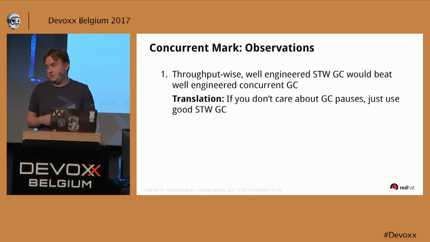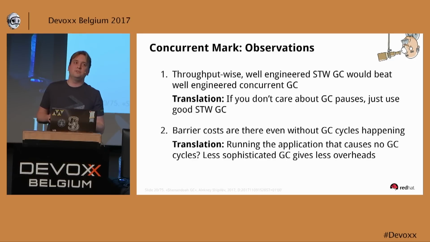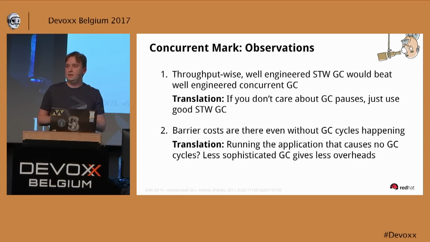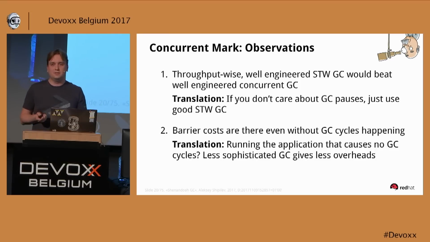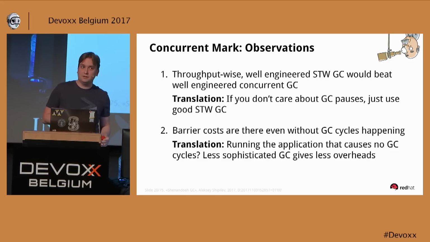If you have a budget of 10% throughput overhead for your concurrent GC and you already spent 3% on the fast path for the barrier, you have already lost. You haven't started doing anything. You're already off to the races. And the second thing: the barrier costs are visible even if there are no GC cycles happening. So if your GC log is empty, it doesn't mean your GC overhead is 0, because the barriers are still there.